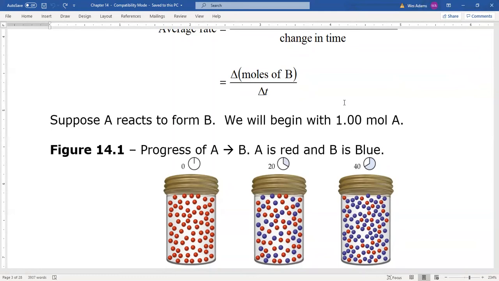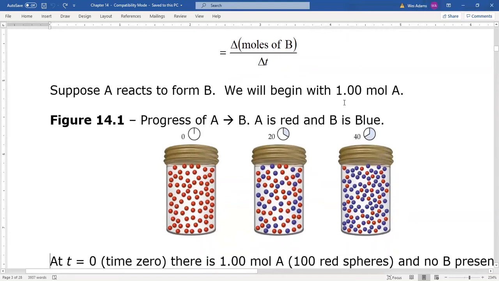After 20 minutes, you can see the blue spheres have grown in. There's less red spheres, meaning that there's more B growing in, which is blue, and less red, which is A. After 40 minutes, you see the blue spheres have grown in, indicating even more B is formed, and the red spheres, which is A, is diminished further. And we can try to quantify that in terms of calculating the rate. So if we say at time t equals 0, 1 mole of A, 100 red spheres with no B present.